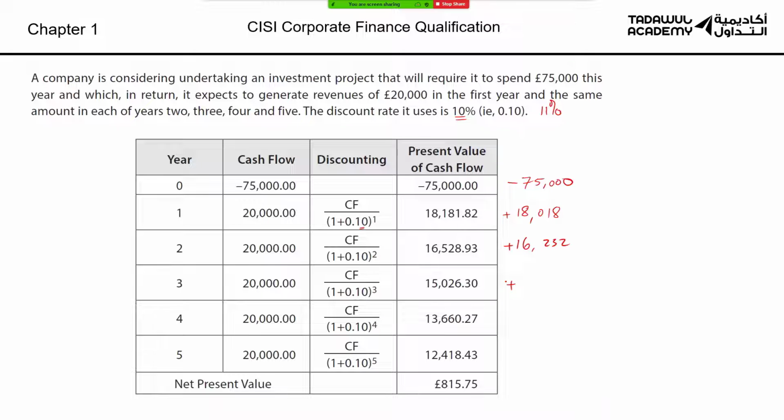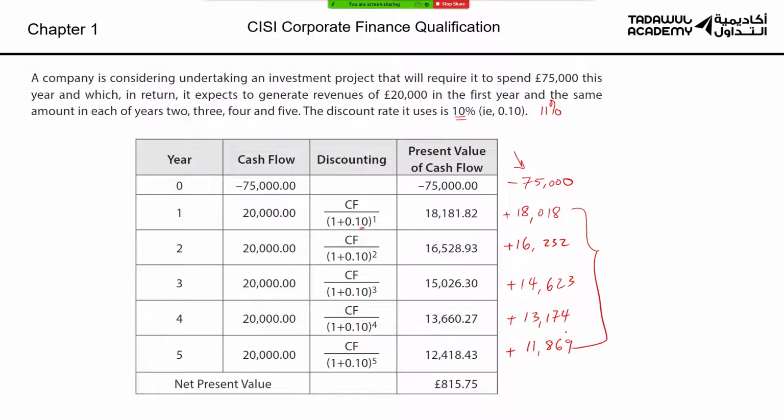Plus in the third year, that's going to give us 14,623. In the fourth year, the cash inflow is going to be 13,174. And in the fifth year, it's going to be 11,869. So we're going to have to pay out $75,000.